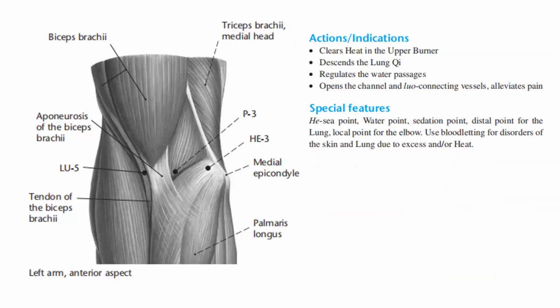Actions and indications: clears heat in the upper burner, descends the lung qi, regulates the water passages, opens the channel and Luo-connecting vessels, alleviates pain. Special features: He Sea point, water point, sedation point, distal point for the lung, local point for the elbow. Use bloodletting for disorders of the skin and lung due to excess and/or heat.